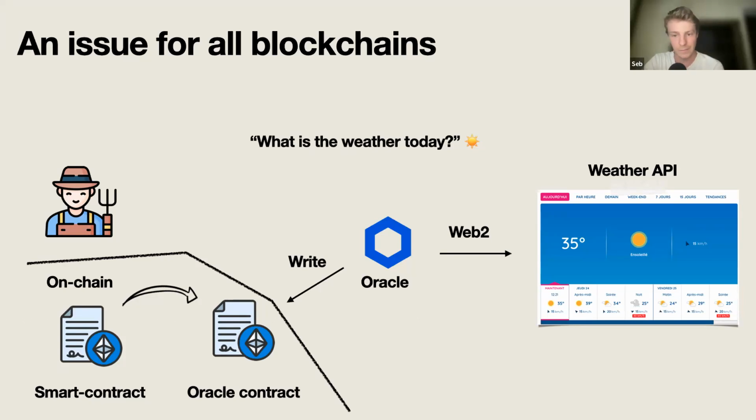So let's imagine we have a contract that needs to know the weather, for example. We need to know if there was a drought or a flood or something. And in this case, it's very hard to get that information into the chain.